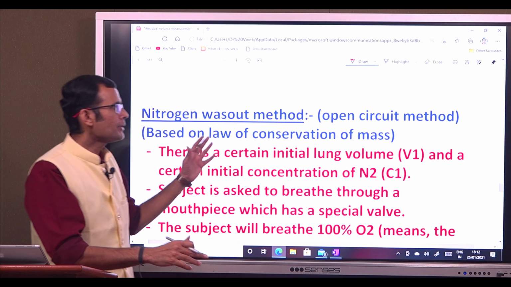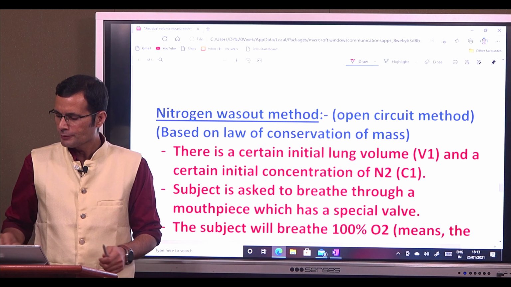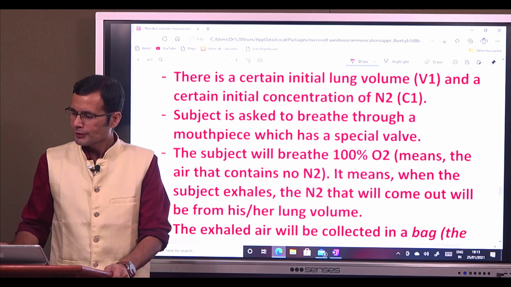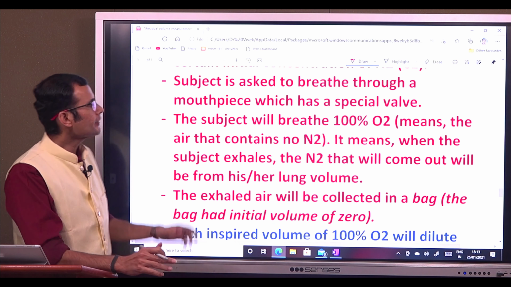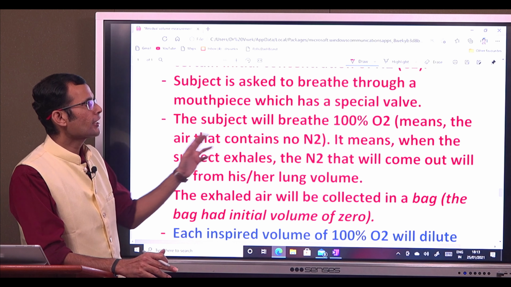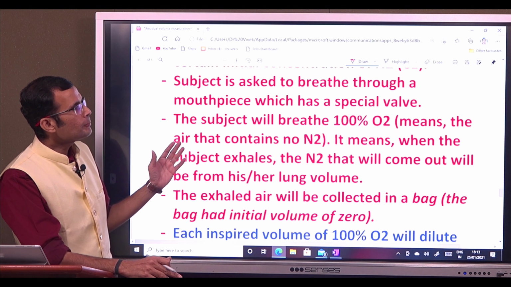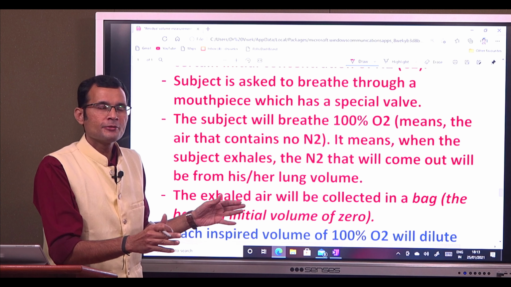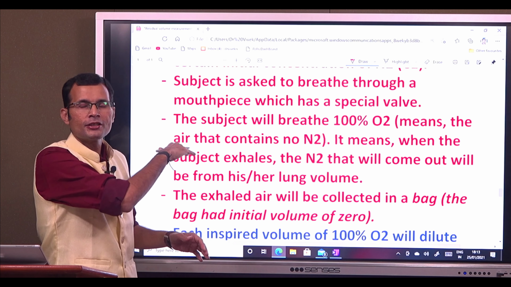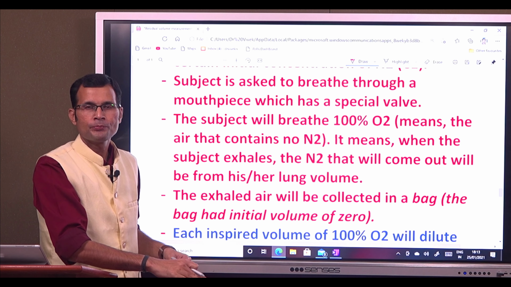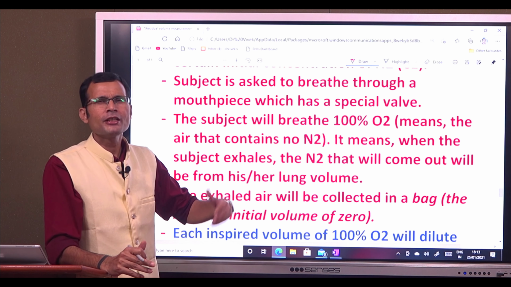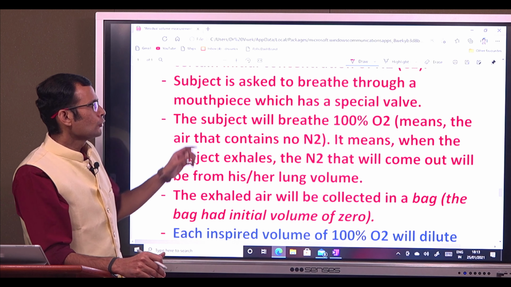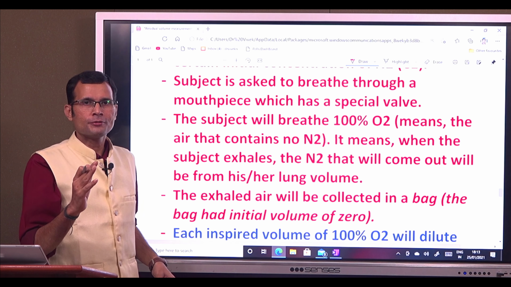So with that, let me just describe it quickly once again. Nitrogen washout method: an open circuit method based on the law of conservation of mass. There is a certain initial lung volume and a certain initial concentration. The subject is asked to breathe through a mouthpiece which has a special valve. The subject will breathe 100% oxygen. Yes. So the starting point is there is a lung volume and a certain amount of nitrogen present in the lung volume. From where has this nitrogen come? Naturally, because the person has been breathing atmospheric air, nitrogen will be there in the lungs. So the subject starts breathing 100% oxygen.